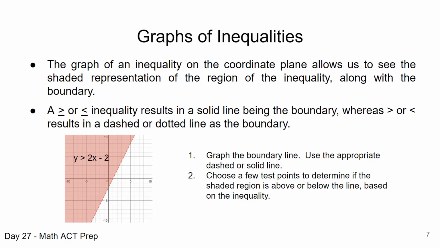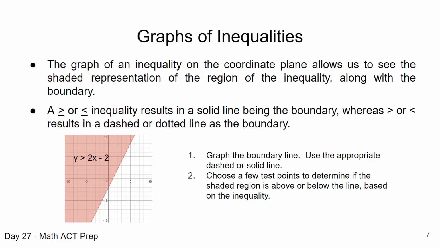So in this particular case, we have y greater than 2x minus 2. We're going to have our boundary line that is a dashed line because it's just the greater than. We graph that as a dashed line on our coordinate plane, the 2x minus 2, and then we pick some test points. What I always like to look for is where the 0, 0 point is.